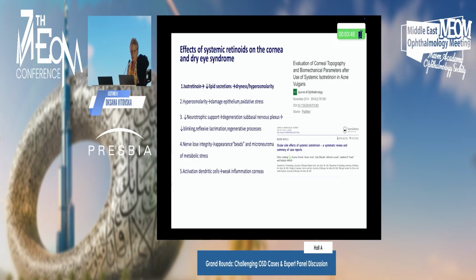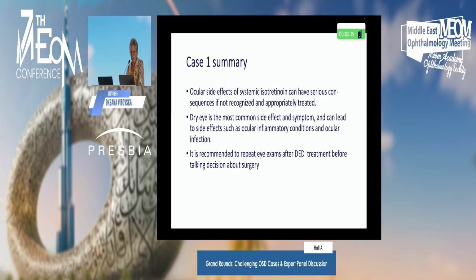From the other side, it decreases neurotrophic support and leads to degeneration of the subbasal nervous plexus and less blinking, lacrimation, and poor regenerative processes. Also, nerve loss of integrity leads to appearance of beads and microneuroma of metabolic stress, and at the end, to weak inflammation of the cornea.